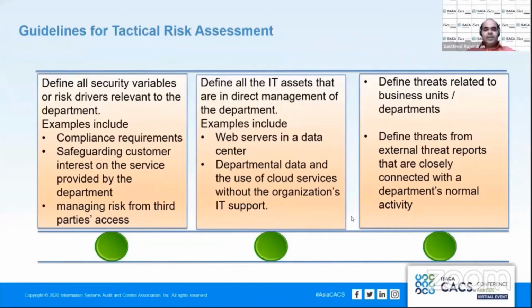Then the second step is a determination of IT assets which are specifically used by the internal entity, or some of the common IT assets used by that internal entity to meet its business objectives. Then the information handled by such assets to support the business objective of the internal entity, and the different data flows for that internal entity. And finally, we also need to look at threat information, both external and internal sources, which we discussed before in our strategic approach. That information again can be leveraged for the purpose of tactical risk assessment also.